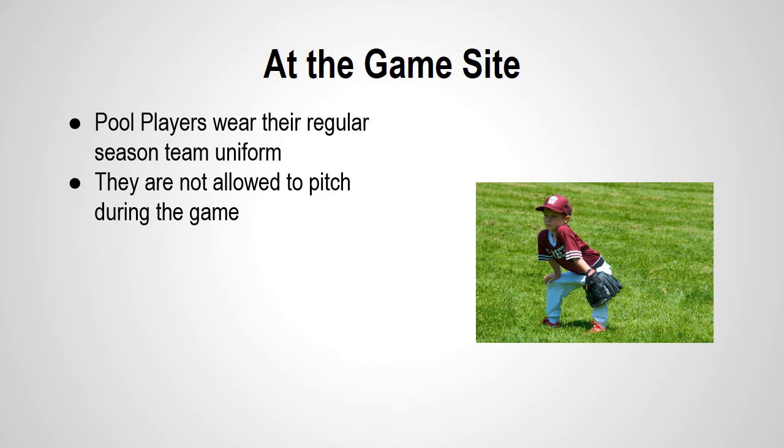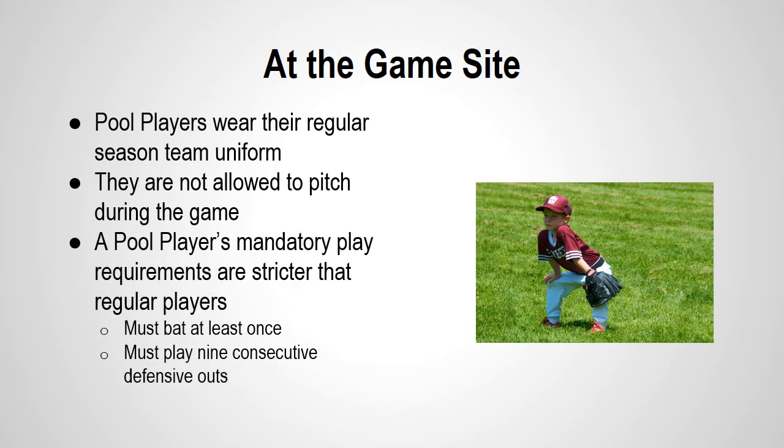Also, let's say, for instance, you were expecting 8 players to show up for a game, and one player who said he would be out of town shows up. If a pool player arrives, you must play that pool player. Mandatory play requirements are stricter than regular season play requirements. The rule states that each pool player must bat at least once and must play 9 consecutive defensive outs. This means pool players must play 3 defensive innings before they can be removed.